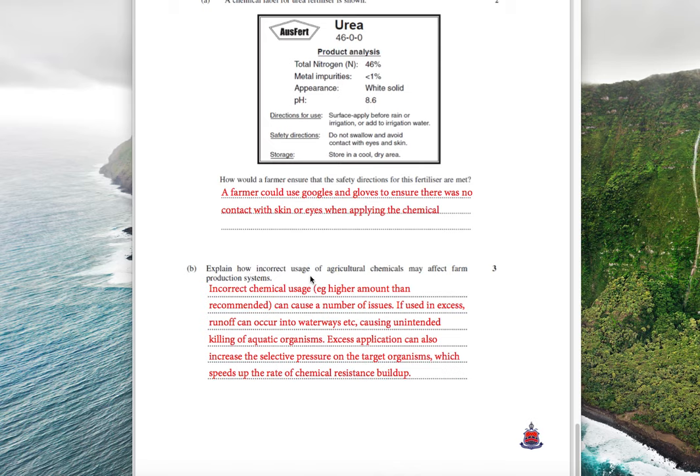And then explain how incorrect usage of agricultural chemicals may affect farm production systems. So incorrect chemical usage, for example a higher amount than recommended, can cause a number of issues. If used in excess, runoff can occur into waterways, causing unintended killing of aquatic organisms. So that's explained, cause and effect. And then excess application can also increase selective pressure on target organisms. So that's the cause. And the effect of that, it speeds up the rate of chemical resistance, for the 3 marks there.